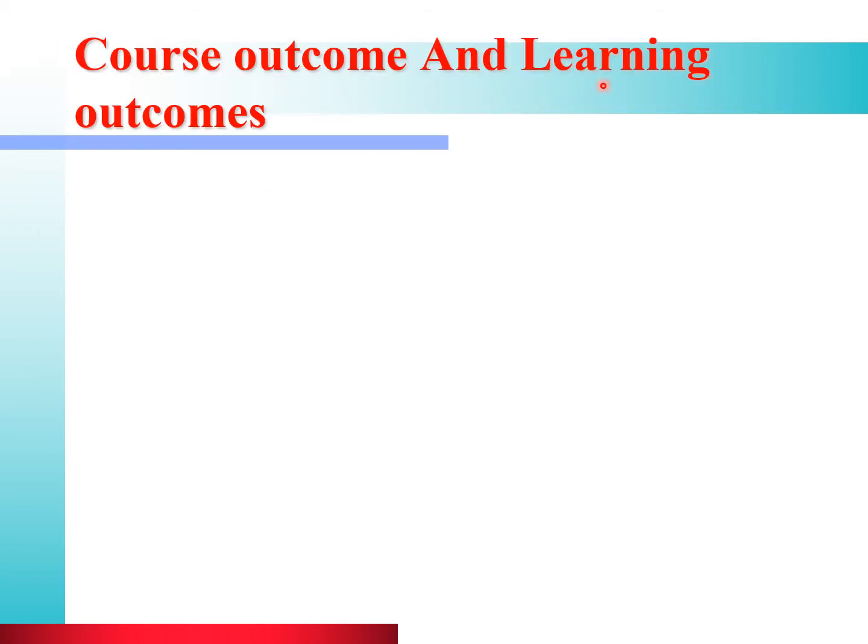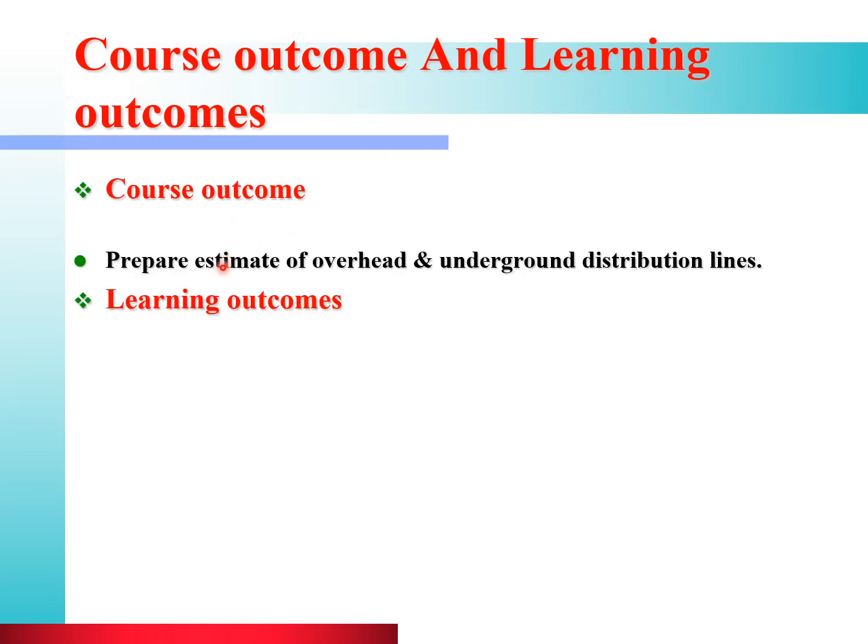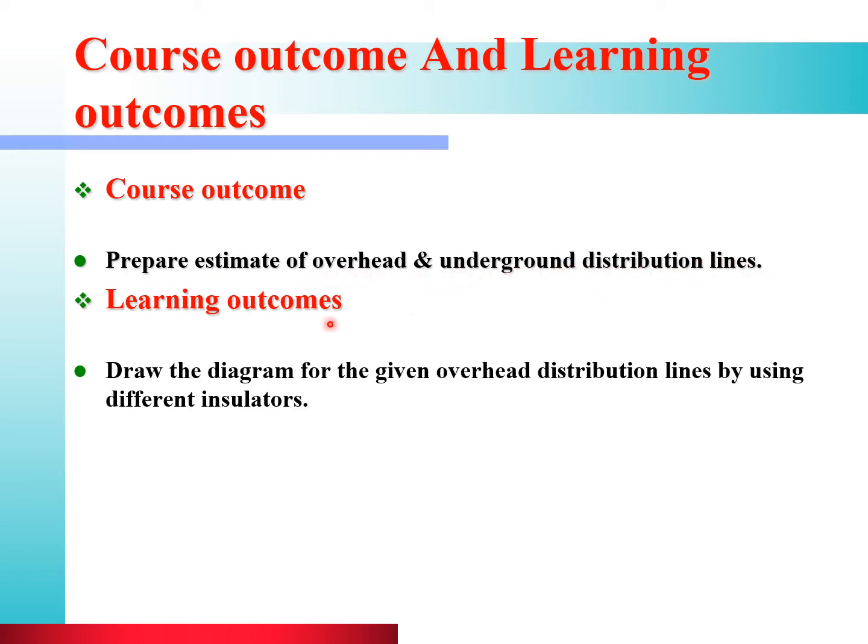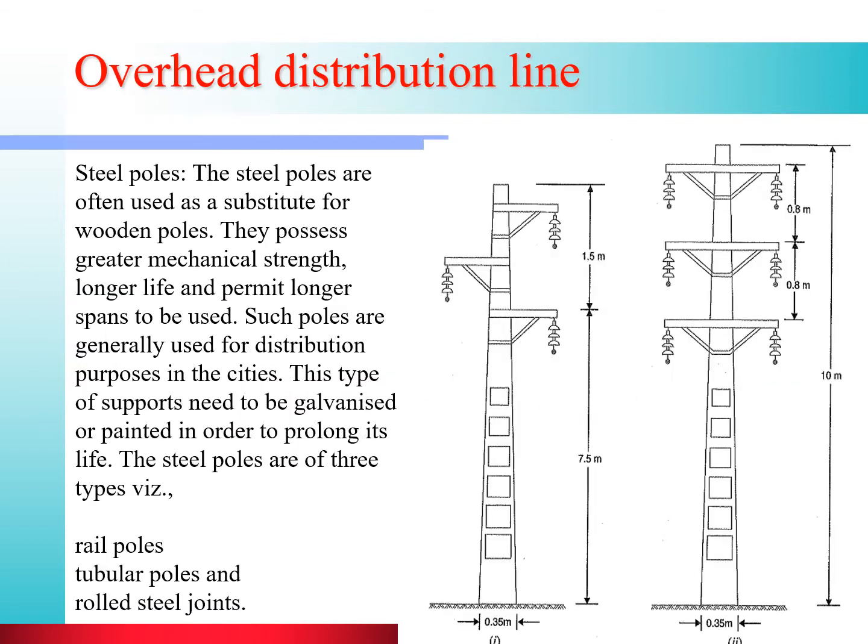Course outcome and learning outcome. Course outcome: prepare estimate of overhead and underground distribution lines. Learning outcome: draw the diagram for the given overhead distribution lines by using different insulators.